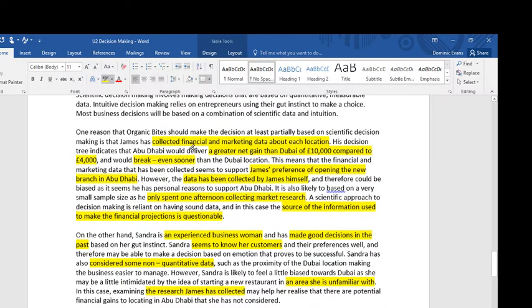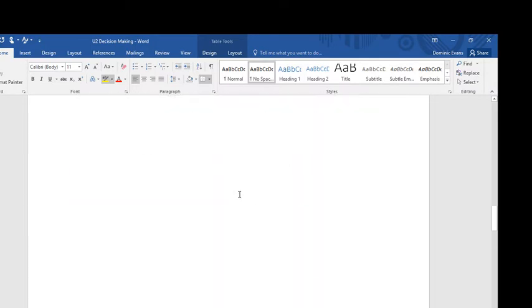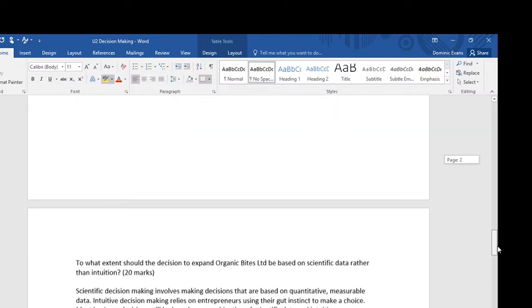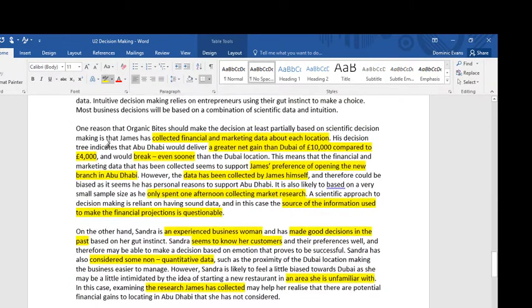Now, let's have a look at how I've used the data from the case study to form a balanced argument, which is what I need to do. It applied effectively to the context and considers a balanced range of issues. So how have I used the case study to do that? Let's have a look at this paragraph.